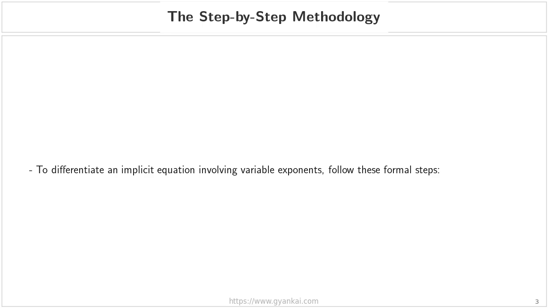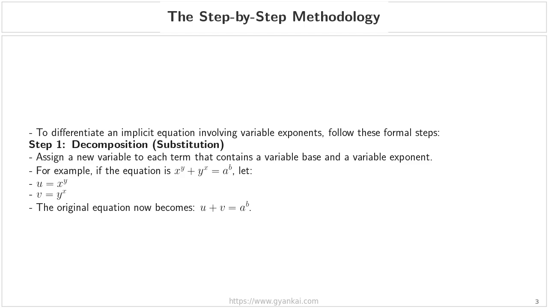The step-by-step methodology. Now that we understand why we cannot simply take the logarithm of both sides when addition is involved, let us look at the formal step-by-step methodology to handle these types of problems. To differentiate an implicit equation where both the base and the exponent are variables, we follow these 4 specific steps. First, we begin with step 1, decomposition or substitution.